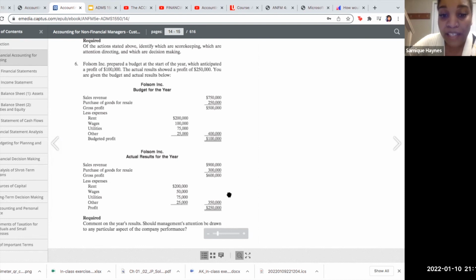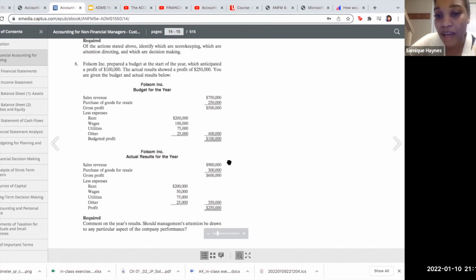So the question is saying, comment on the year's results. Should management's attention, one of our functions, attention directing, be drawn to any particular aspect of the company's performance? So let's look at the different variables. For example, the first one, sales revenue. Budgeted, we expected $750,000 in sales, but actually we had $900,000.